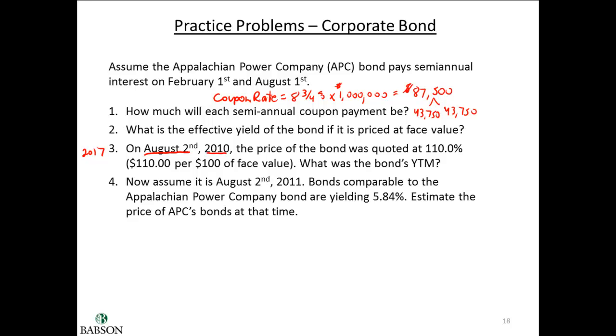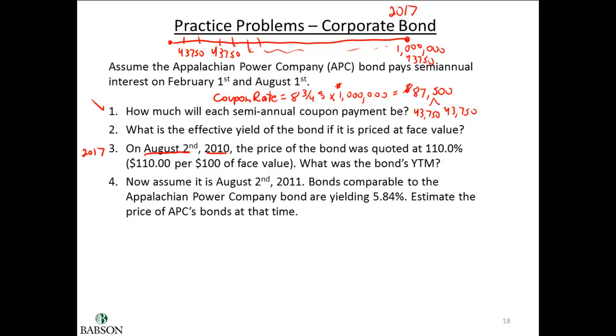So now you can start thinking about a timeline, if you will, of investing in this bond. You know the bond's going to pay its par value or face value at the end of its life in 2017. The bond, you now know, is going to pay you every 6 months $43,750. And what does that look like? Well, that looks a lot like an annuity. Okay, so now we know how much each semi-annual coupon payment will be, $43,750 each 6 months.